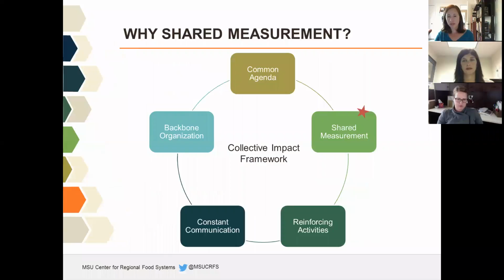Before launching in, and again, if you've been with us on previous trainings this is review, but I always like to make sure everyone is starting on the same page. Shared measurement is part of our larger collective impact framework that we at the Center for Regional Food Systems are utilizing in our approach to food systems work in Michigan. It helps ensure that we're all working together as organizations interested in related goals with a common agenda, so that we can leverage our impact and have a greater impact on food systems work than we would working in isolation.